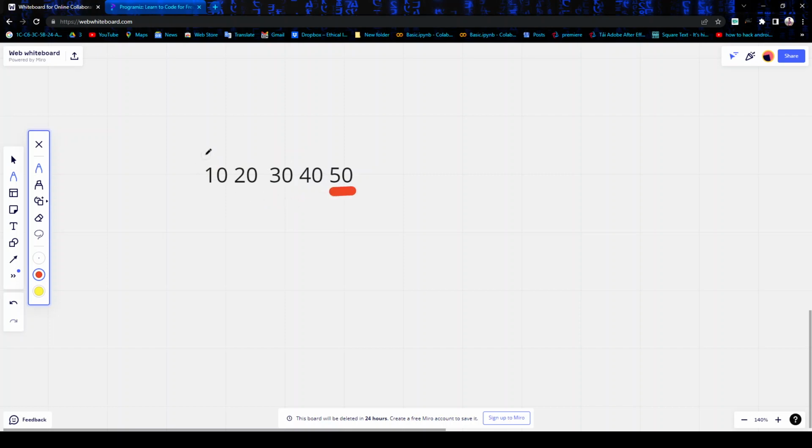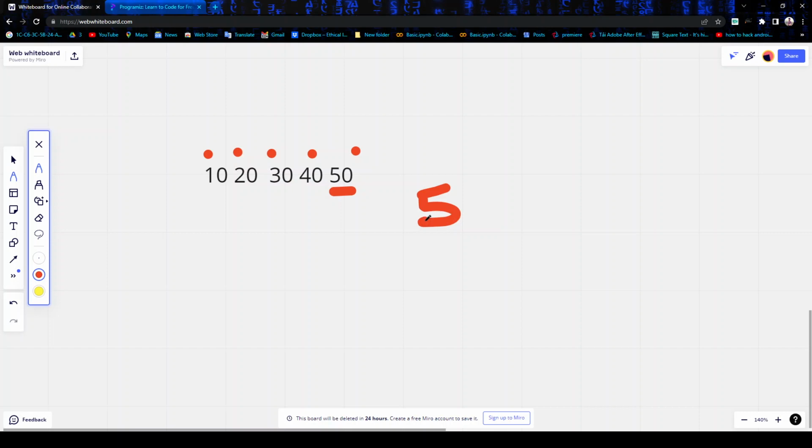Now this algorithm will work like this. First we check: is the first element equal to 50? No. Second element equal to 50? No. Third element? No. Fourth element? No. And then the fifth element is equal to 50, and then we have the answer. Now just check the number of steps we did. We ran our algorithm, or checked the basic if condition, 5 times.